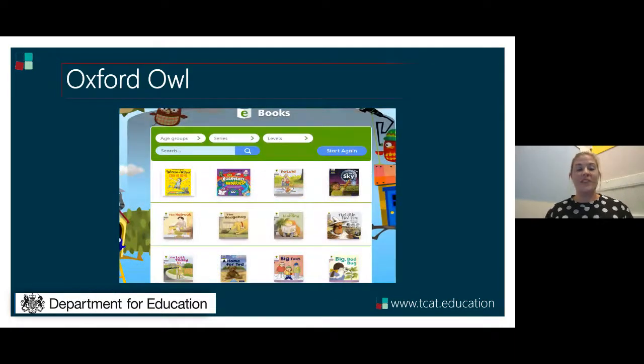Oxford Owl. This is a website that we use, and it has lots of our phonics resources in. So the phonics we do in the early years and Key Stage 1. But it also has an online bookshelf of what I've put here. I'm just going to share with you a quick video of me navigating through the site to show you around.